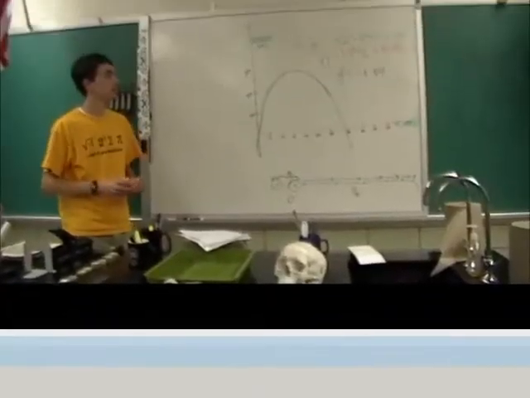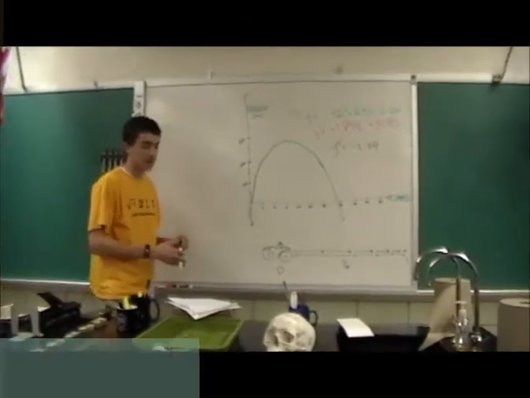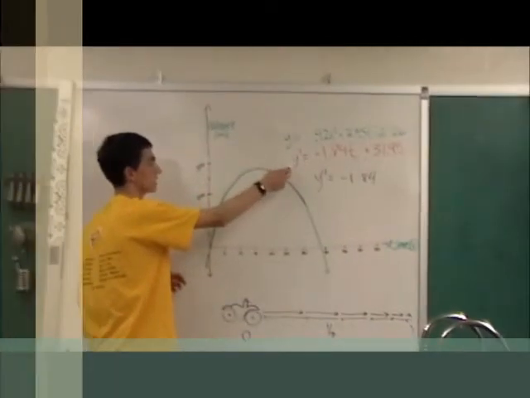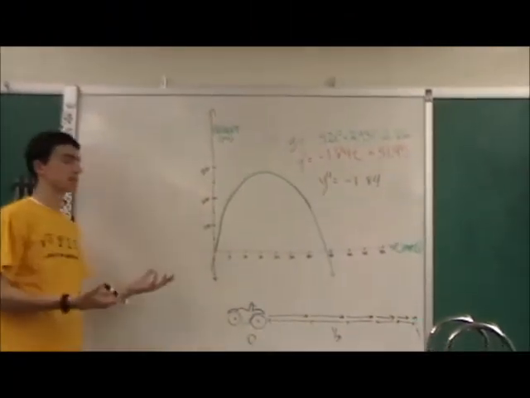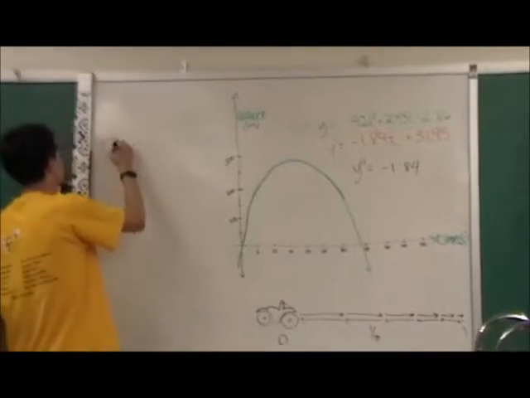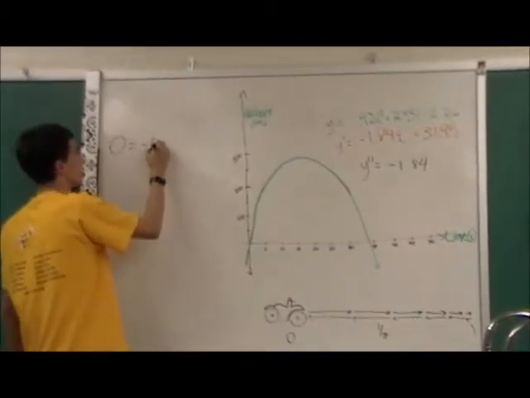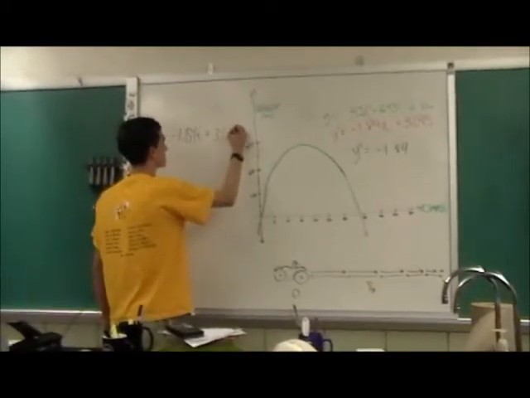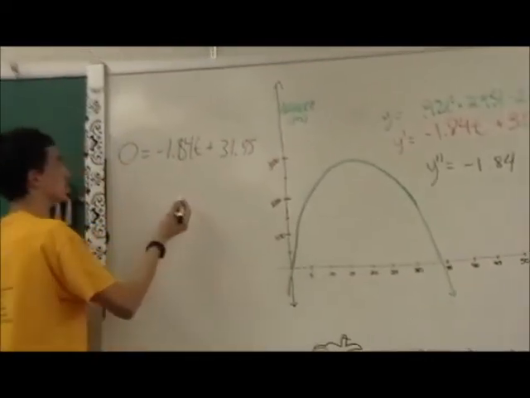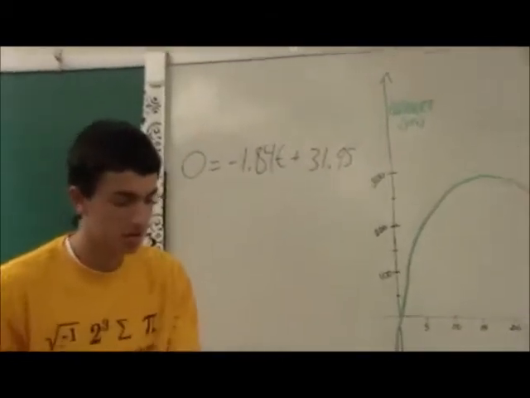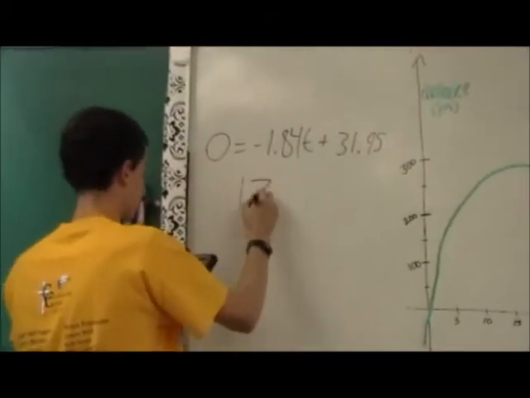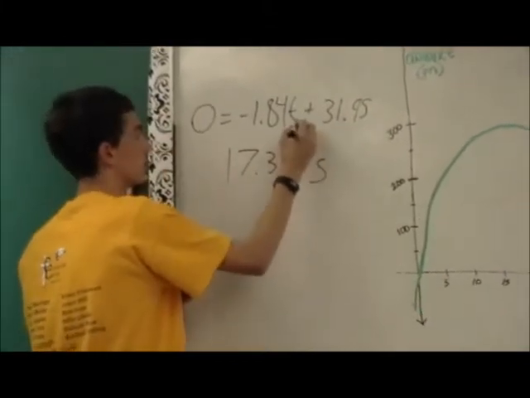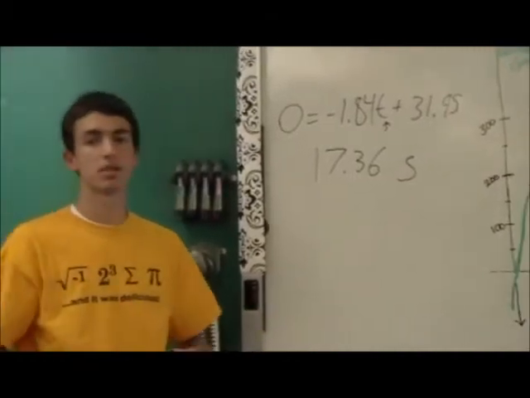22.75 meters per second. Okay, so we're trying to find out what time that we change direction. So what you do is you take the velocity, and set it equal to 0, and that's basically when you change direction. So you have 0 equals negative 1.84 times t. And so then once you solve that, you get 17.36 seconds for t, and that's when we change direction.